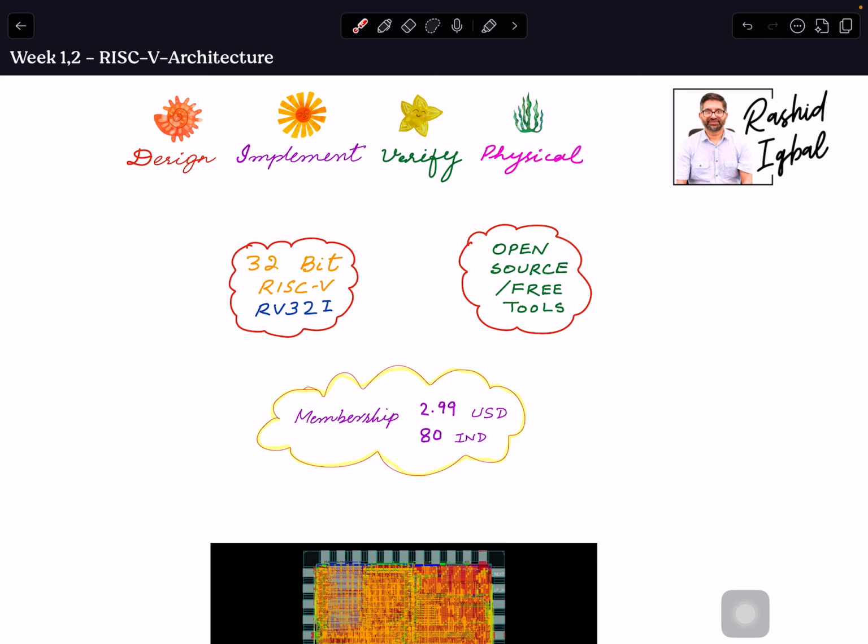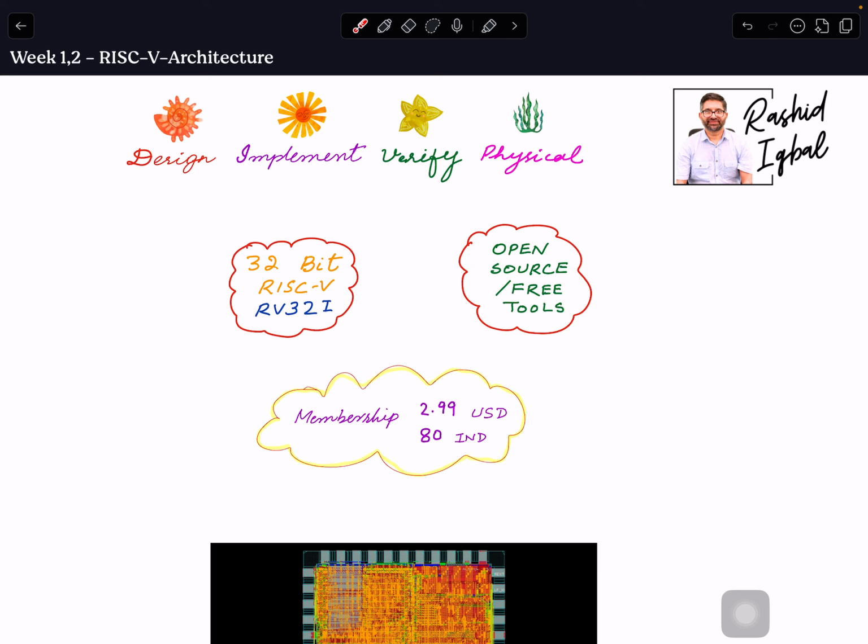Okay, so what we want to do overall is understand and then implement a 32-bit RISC-V, which is the base integer one, RV32I. We will understand the whole RISC architecture and its instruction set architecture. Then we will design and implement it in SystemVerilog. Once it's implemented, we will thoroughly verify it in SystemVerilog.